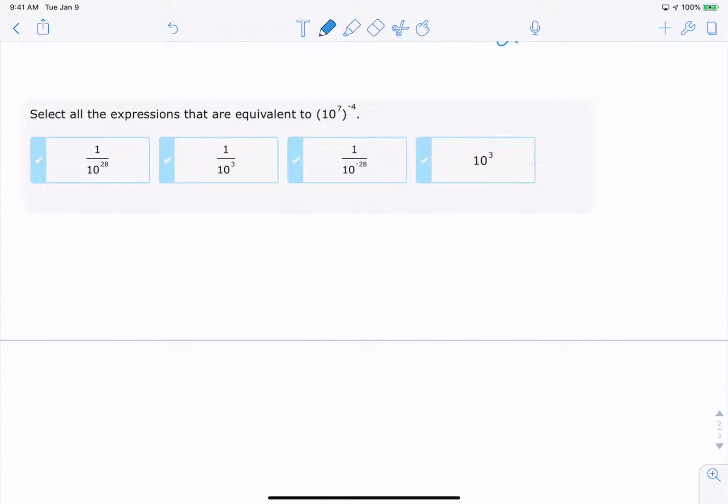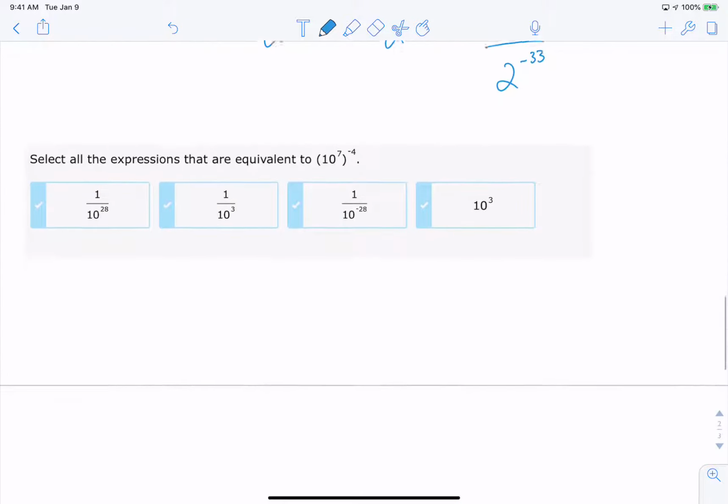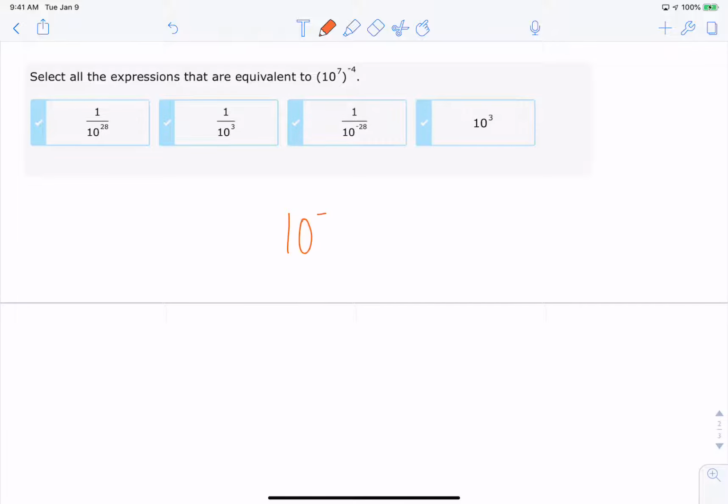All right, last one here. Power to power. Thought I already did that one, so I went back and looked real quick. I don't see it, though. Power to power, so 10 to the negative 28, because 7 times negative 4. That could also be written as a positive exponent if we put it in the denominator, so 1 over 10 to the positive 28. So we see that as a choice. And then 10 to the negative 28 is not listed as a choice, so that would be our only answer.